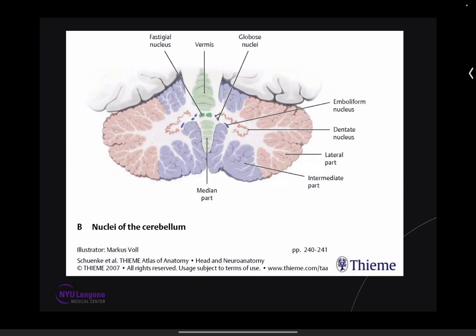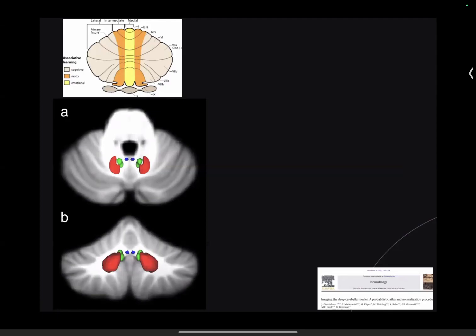Now, going to the deep nuclei of the cerebellum, there are three pairs, as I said. You have the fastigial, very small nuclei. We hardly talk about this. The only nucleus we know and we talk about in clinical practice and in our reports is the dentate nucleus, which is the largest of the cerebellar nuclei. And then the third one, which is actually two nuclei combined together, known as interposed, globose, and emboliform. Again, these are very small nuclei. They are more in the paramedian portion of the cerebellum.